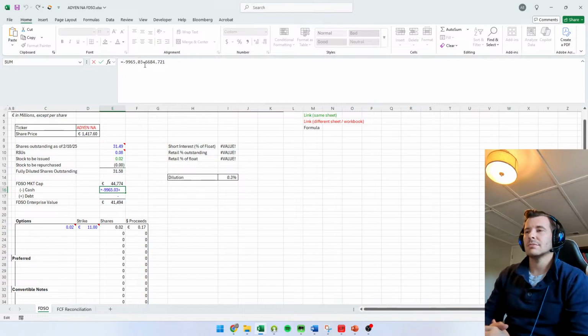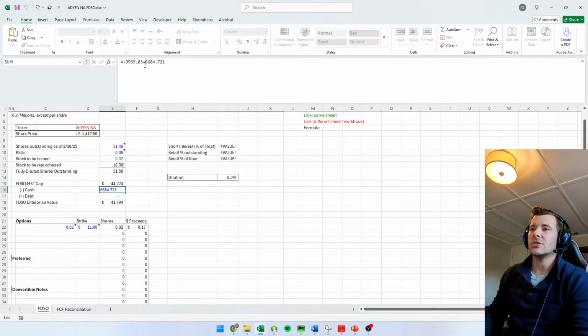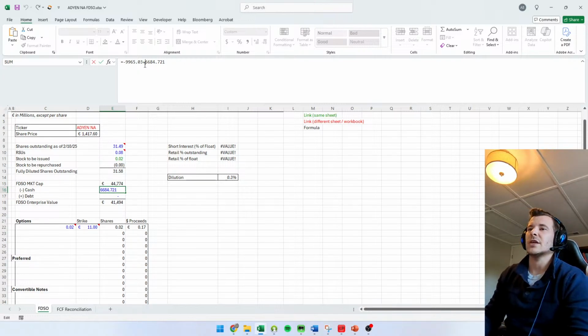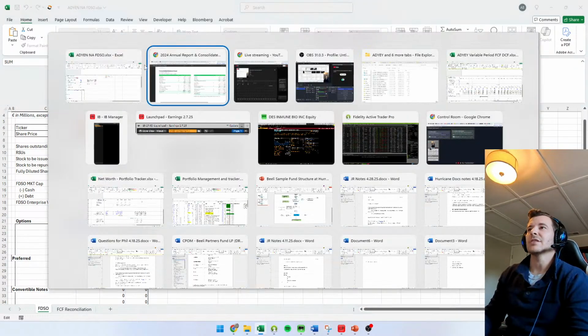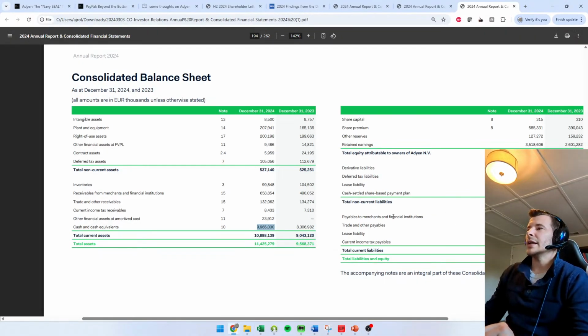You can ask a question in the comments, something like that. I'm happy to explain, but I'm mostly going to try to get to useful work and not spend too much time explaining basic finance concepts. But then we're adding back something. What is it that we're adding back? We're adding back the payables to merchants and financial institutions.